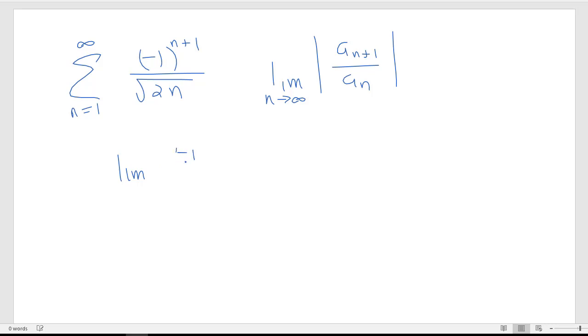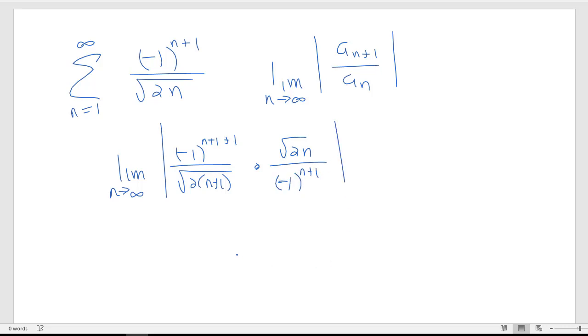And then all over square root of 2 times n plus 1. Now I'm going to flip and multiply. So I'm going to take the denominator of a sub n, that's my original series form, and flip and multiply. So I'm going to get square root of 2n when I do that, and (-1)^(n+1). We're taking the absolute value, looking as n goes to infinity.